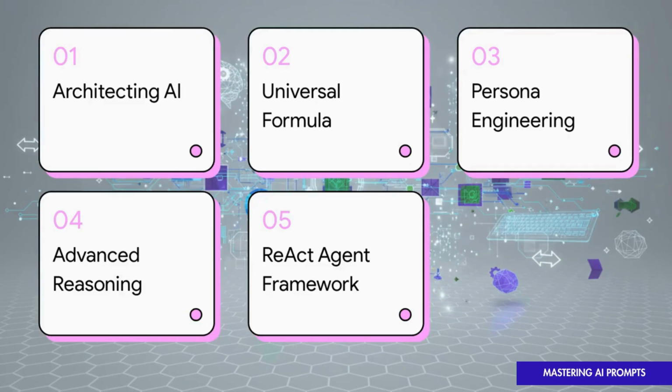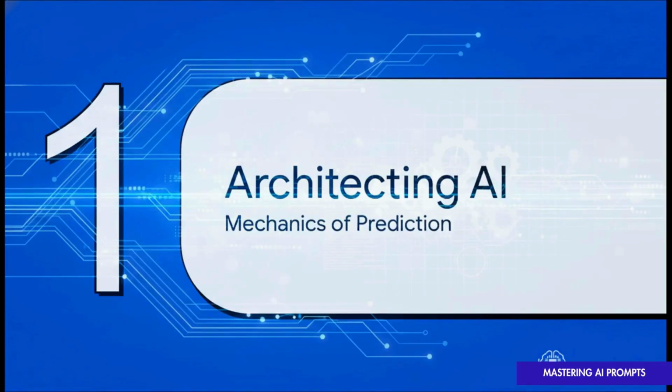Real quick, here is our roadmap for the explainer today. 1. Architecting AI intelligence. 2. The universal prompt formula. 3. Persona and output engineering. 4. Advanced AI reasoning. And finally, 5. The ReAct agent framework. Let's start right in with Section 1, Architecting AI intelligence and the mechanics of prediction.